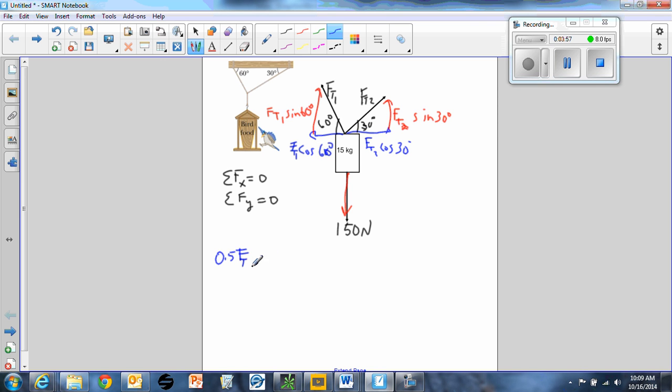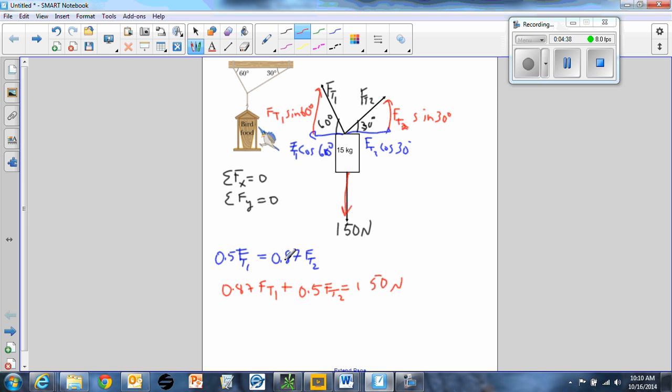So 0.5 FT1 has to equal 0.87 FT2. I have two unknowns here, so I can't do it. So I have another equation I can use up here, and that is my red ones. The two ups added together have to equal 150. So sine of 60 is 0.87, so 0.87 FT1 plus 0.5 FT2 has to equal 150 newtons.